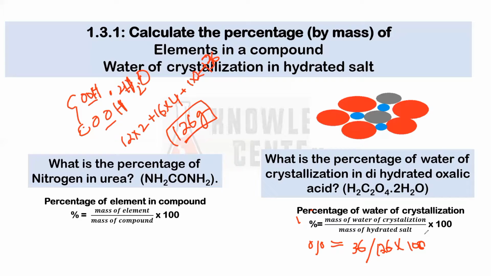So 36 divided by 126 is 0.28. I must multiply it by 100. So the water of crystallization percentage over here is 28.5. 28.5% is the contribution of water of crystallization in that particular salt of what?